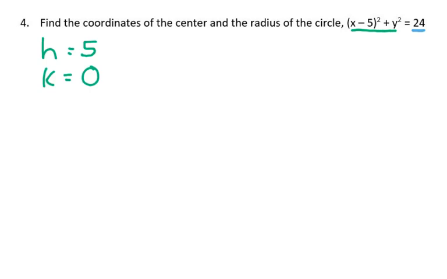From here, I get that my r squared value is equal to 24. Be careful here, don't write that your radius equals 24. This 24 represents r squared. So in order to find our actual radius value, our r value, we have to take the square root. So I get that r is equal to the square root of 24.